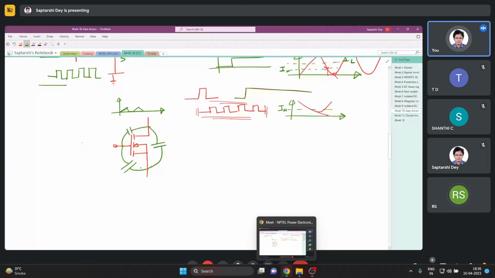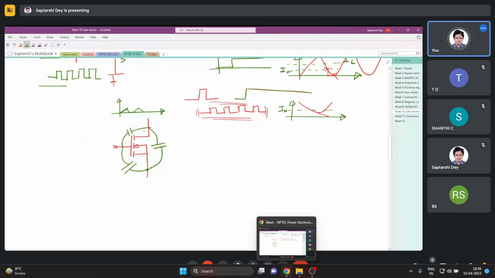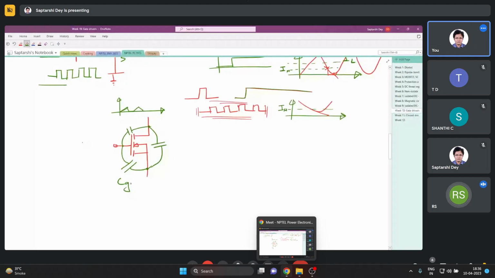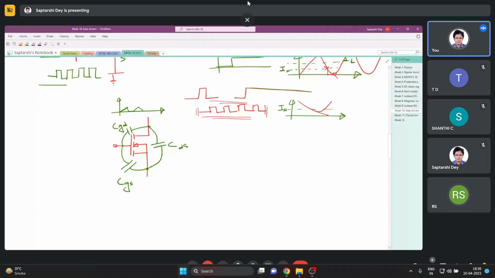In the data sheet, their exact names are not given. Rather, some summations are given. This is the gate to source, this is the gate to drain, and this is the drain to source. The summation of the first two is given as CISS, and the other two as COSS, and from those values, if you know the equations, you can find out the individual values of these capacitors. Now, when we are turning on a MOSFET, what we are doing basically is charging this capacitor.